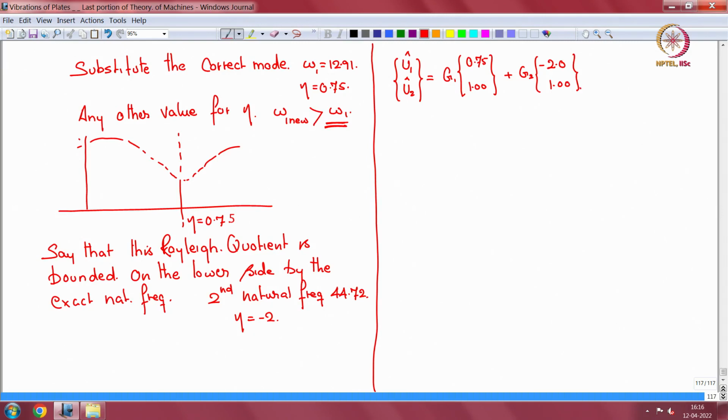So here if I choose g1 is equal to 1 and g2 as 0, then I get eta as 0.75 and I get omega equal to my omega 1, which is 12.91. If I choose any other value, that means some value for g1 and some non-zero value for g2, then what do we get?